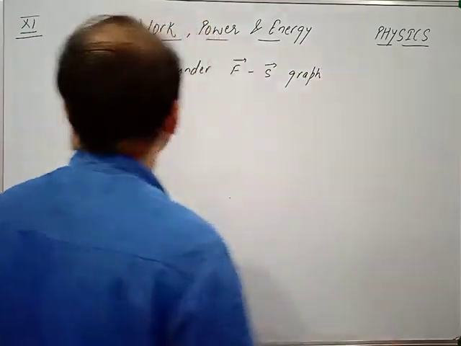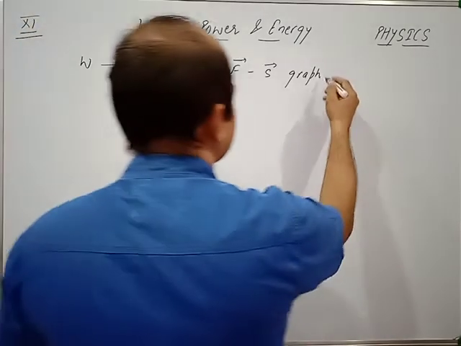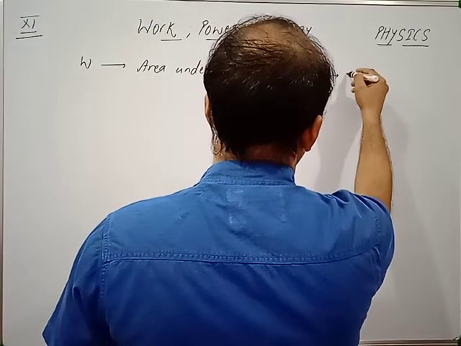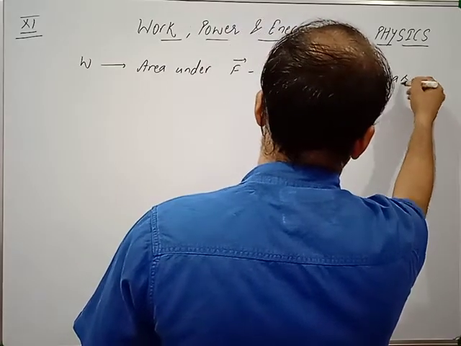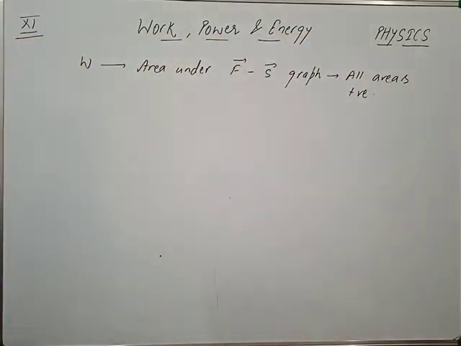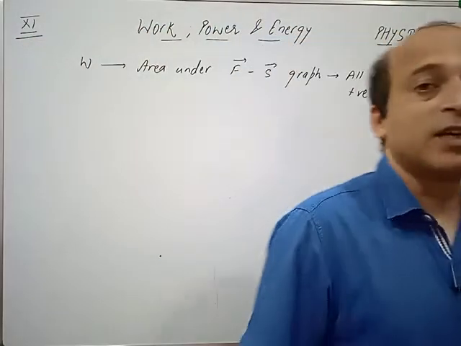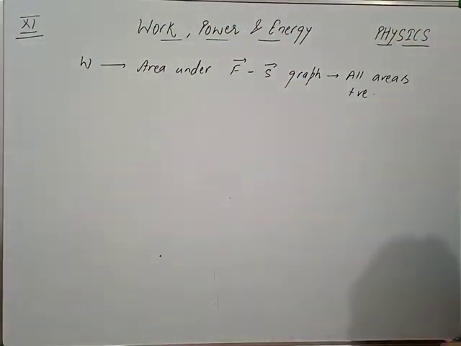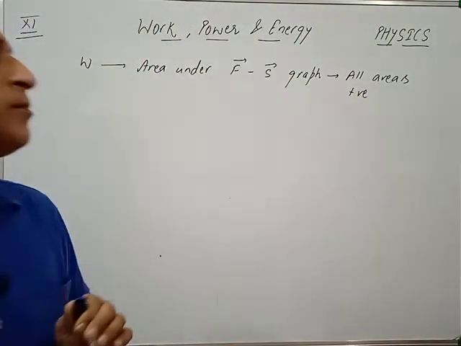And since you know work is a scalar quantity, all areas are positive. Whether they lie above the displacement axis or below the displacement axis, all areas are to be treated as positive. So sum up all the areas which are given to you in the graph, and that will give you the work done.